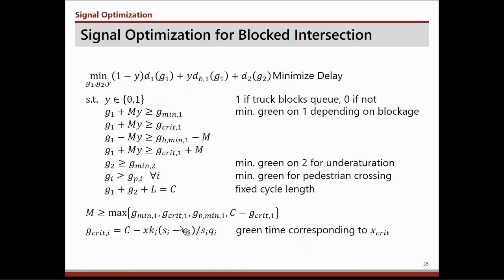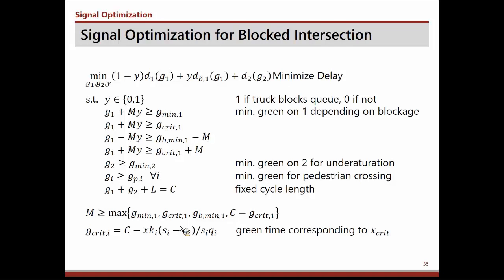And so we had to define this in terms of a y, an integer variable. This y term sort of selects the case. y is 1 if the truck is blocking part of the queue and there's an interaction that has to be accounted for. And it's 0 if it's far enough upstream that it doesn't interact. And so we have the constraints defined in such a way that it selects the right constraints to define the problem correctly. We still have minimum green times that are required to keep the intersection undersaturated, and minimum green times for pedestrians to cross. We try to maintain the cycle length.